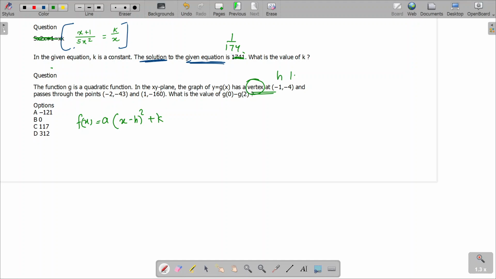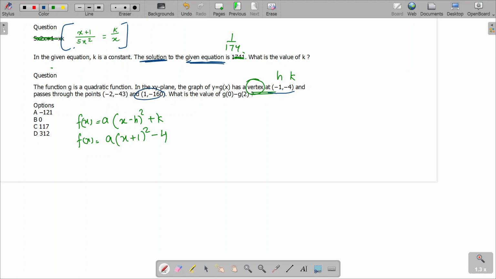This is h, this is k. So I'll plug in the values of h and k. Now my equation would be a times (x plus 1) whole squared minus 4, right? Also remember, whenever the equation is given in vertex form, you need only 1 point.